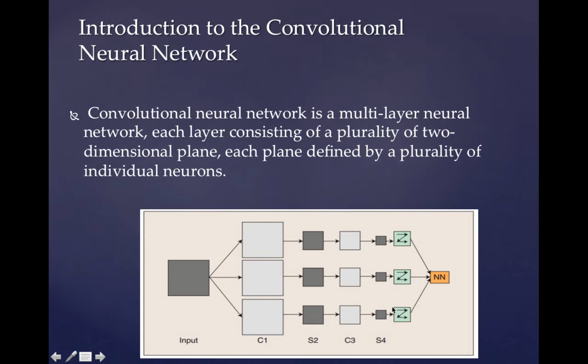And C3 produces S4. Generally, C1 is a feature extraction layer. Each neuron's input is connected to the local receptive field of the previous layer, and layer S is a feature mapping layer. Each feature map is a plane. The weights of all neurons in the plane are equal.